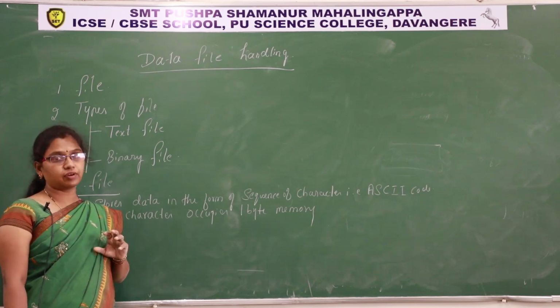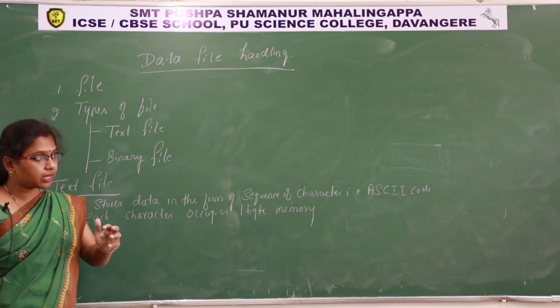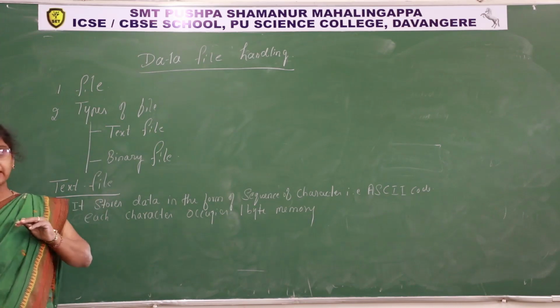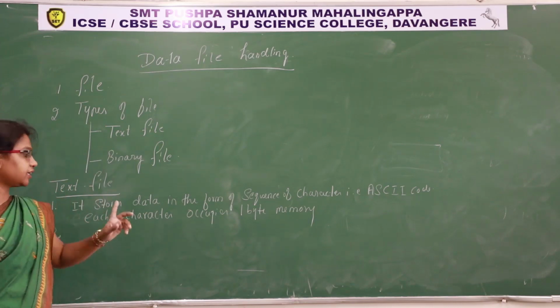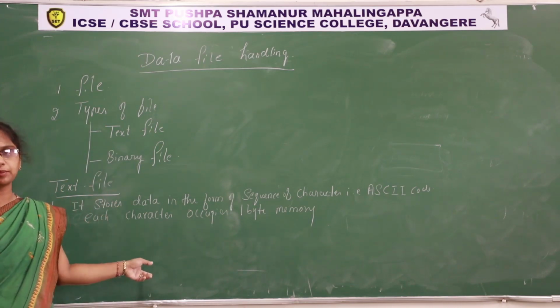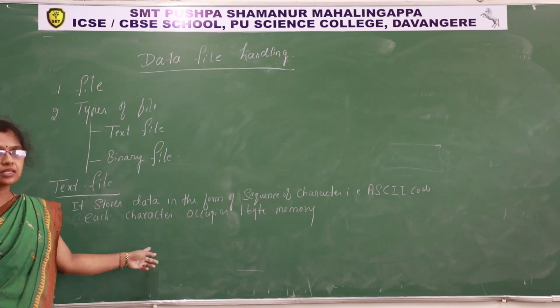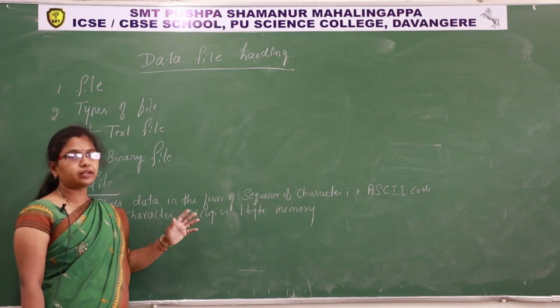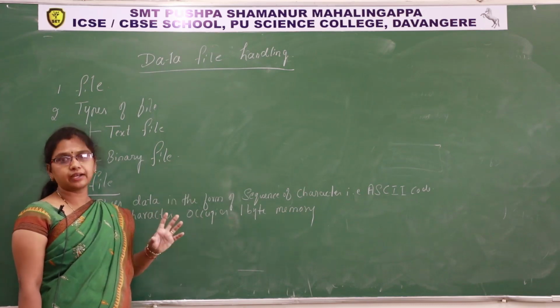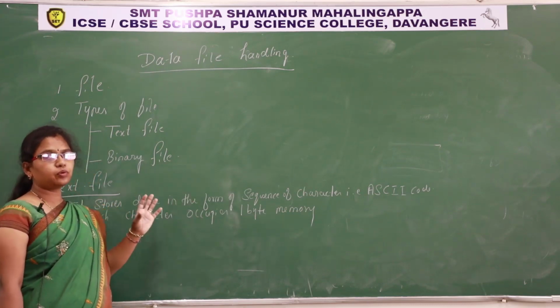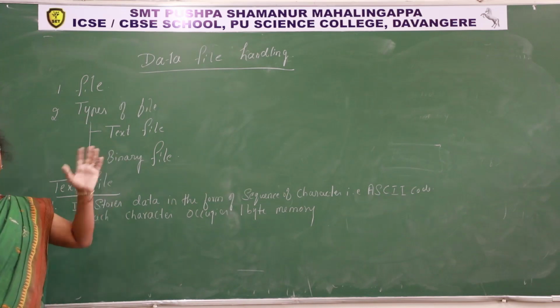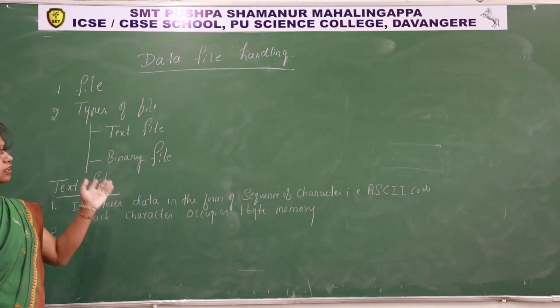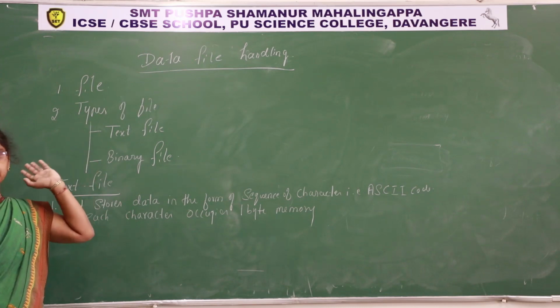So if it is a text file, the program processes the text file in only one direction, that is left to right, that is sequential manner. The processing is sequential. That program cannot read from the middle or from the end, not like that. That program reads the data from the file and it writes the data from the beginning.